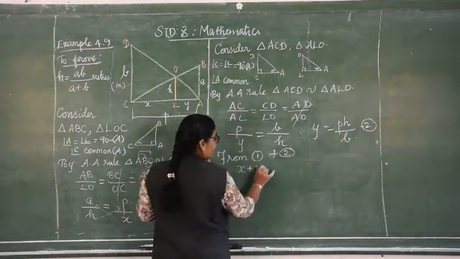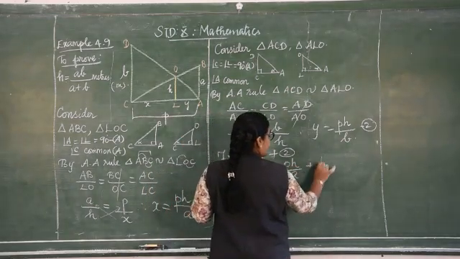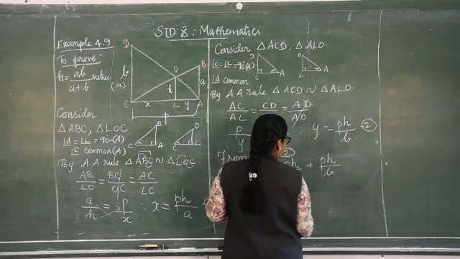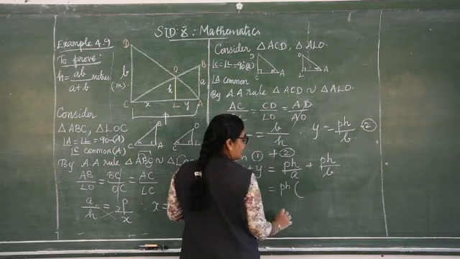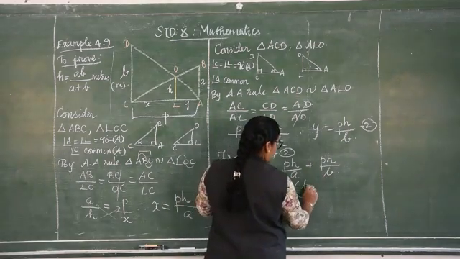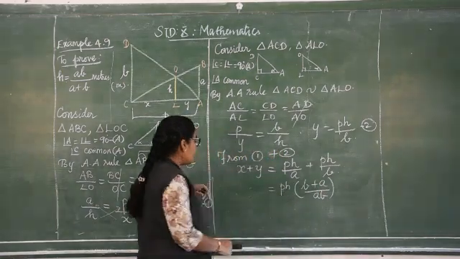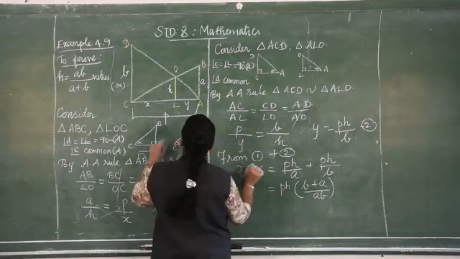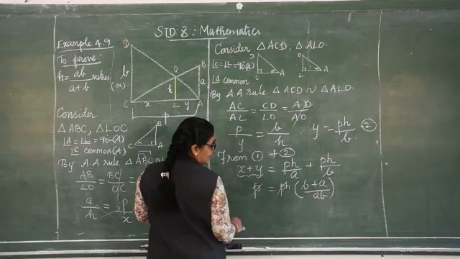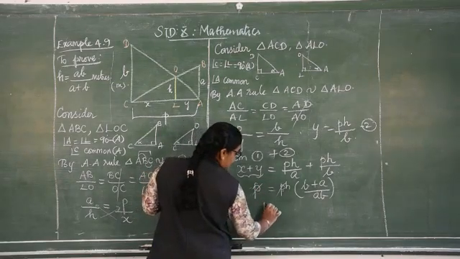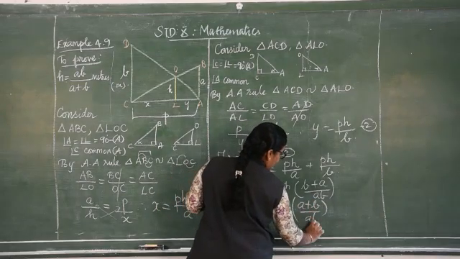So X plus Y is equal to PH by A plus PH by B. When you cross multiply or take PH outside, what will you get now? B plus A by AB. So PH only we need. X plus Y we have considered here as P. So P is equal to PH. Now this is cancelled as H. Now 1 is equal to H by A plus B by AB.